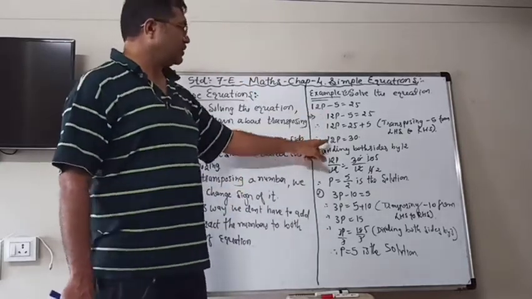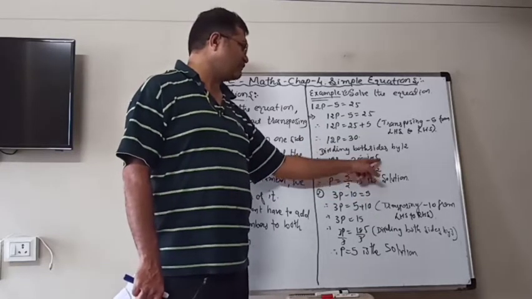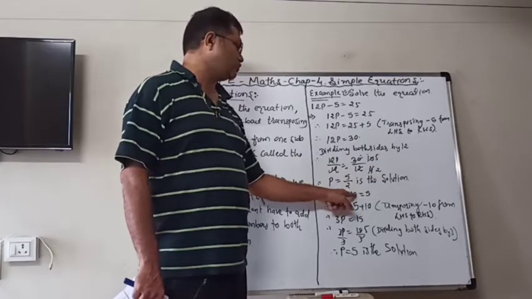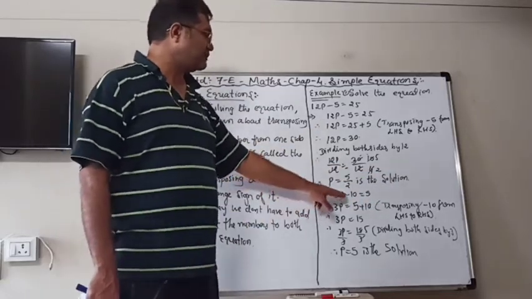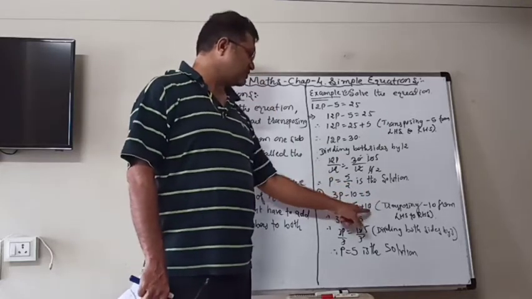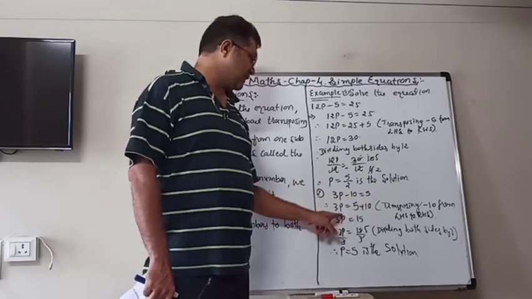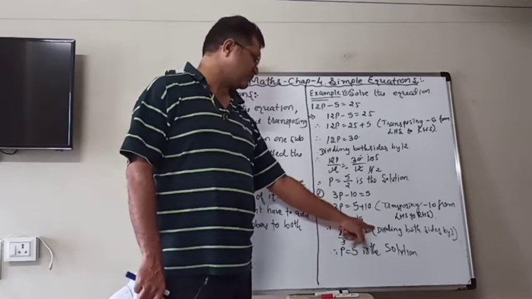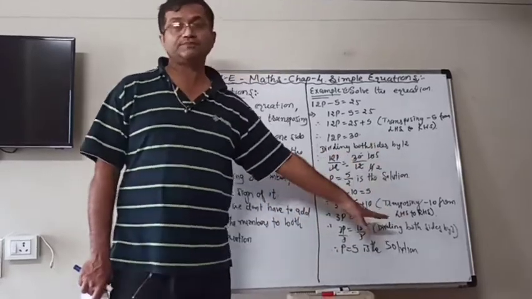Look here, so here 12p upon 12 is equal to 30 upon 12, and by simplifying we get 5 upon 2. So 12 is cancelled, we get p is equal to 5 upon 2. That is the solution. Similarly, I take another one, 3p minus 10 is equal to 5. So by transposing, minus 10 becomes plus 10. So 3p is equal to 5 plus 10. Then dividing by 3, we get 3p upon 3, 15 upon 3, 3 fives are 15. Therefore, p is equal to 5 is the solution.